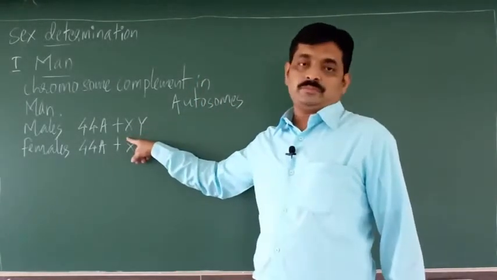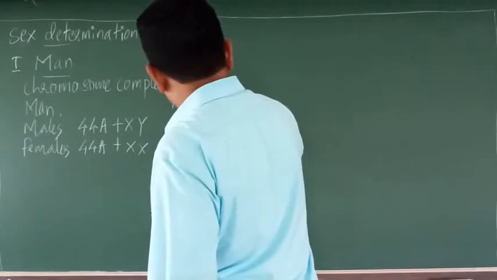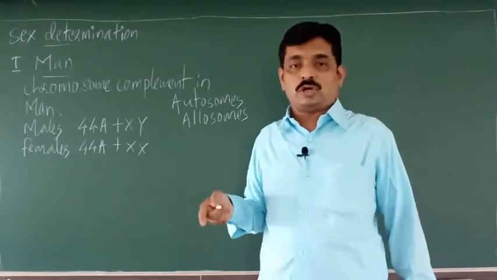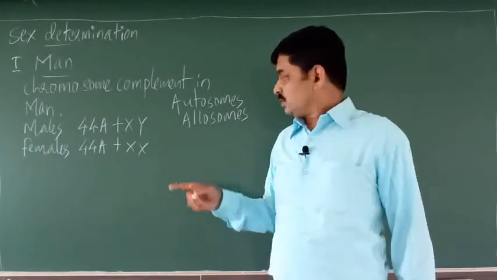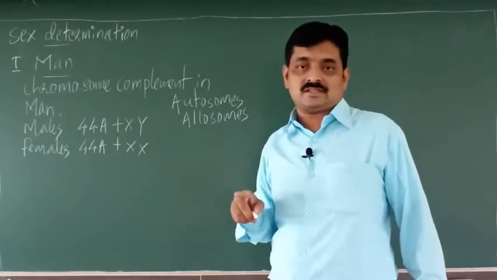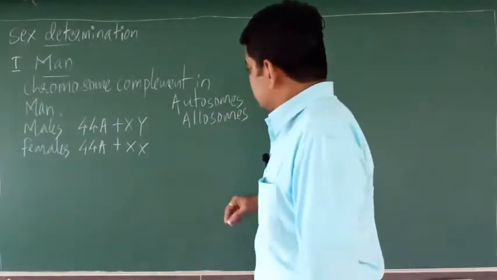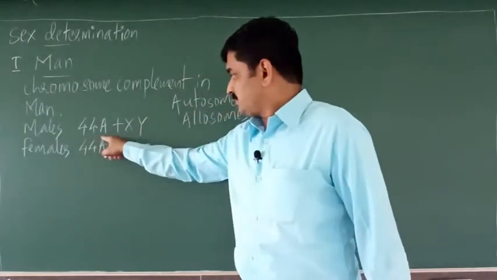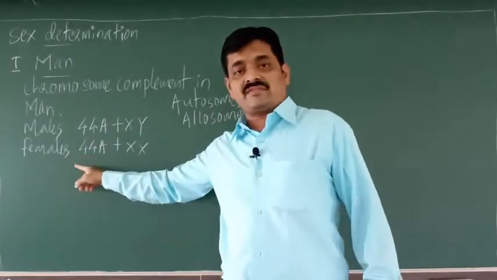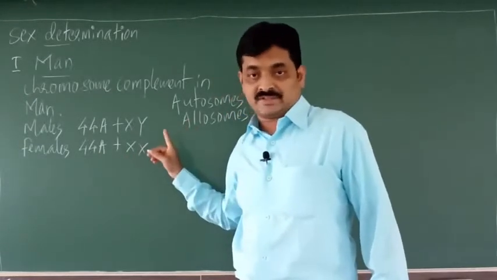Then this pair is called allosomes, also called sex chromosomes. These sex chromosomes or allosomes determine the sex in case of human beings. So 44 autosomes and a pair of sex chromosomes, that is X and Y, you find in males. In case of females, it is 44 autosomes plus a pair of sex chromosomes, that is X and X.